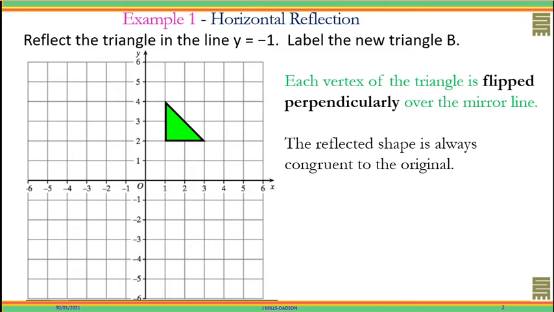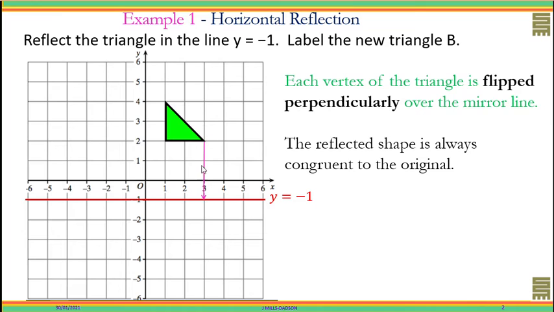So let's identify our mirror line. Y equals -1. That is the line. So we're going to flip the corners or the vertices of the triangle perpendicularly over to the other side of the mirror line. So all you need to do is to take a point, see how far you are from the mirror line, and do the same distance on the opposite. That's what reflection is all about. So let's see.